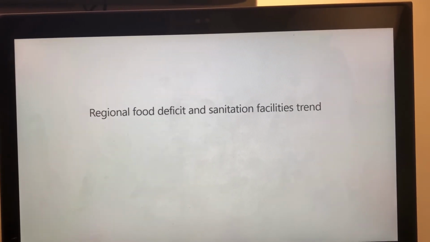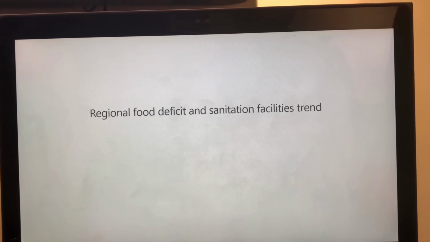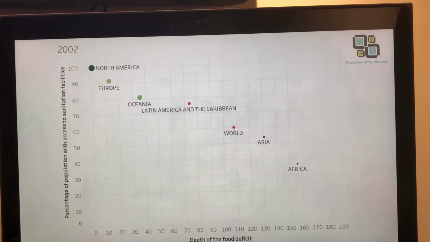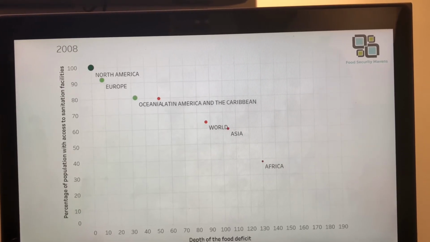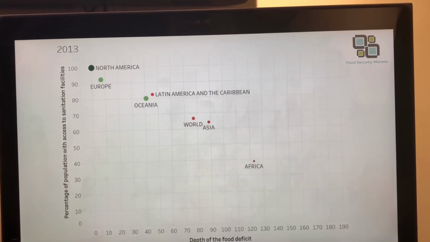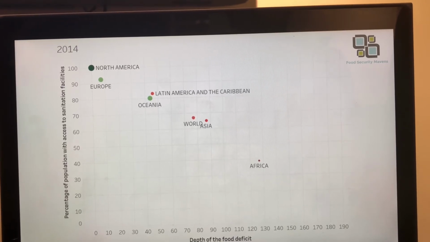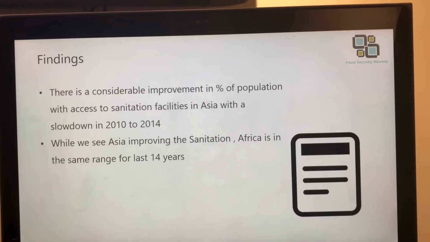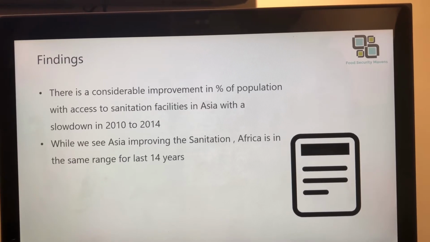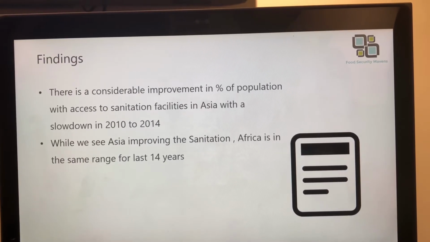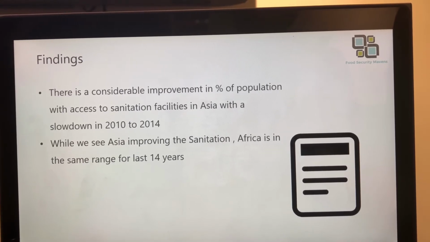Let's look into the regional food deficit and sanitation facilities trend, and again across the same regions. When you look into the graph, again what you see here is significant improvement in Latin America, definitely opportunity in Asia and Africa. But one of the key observations here is that in the last 2 years, Africa is showing a negative trend in food deficit. This view gives us a good understanding of different regions, and we were motivated to see how different countries across the regions are impacting.